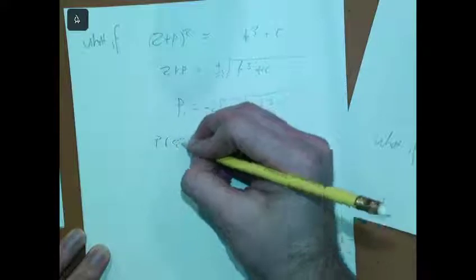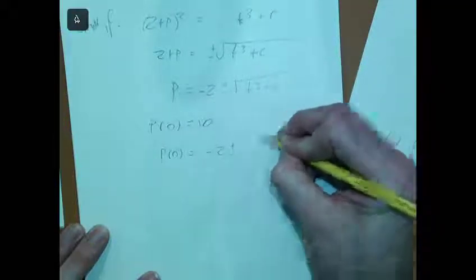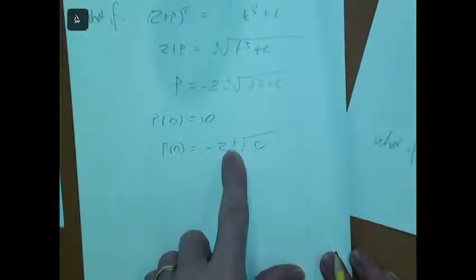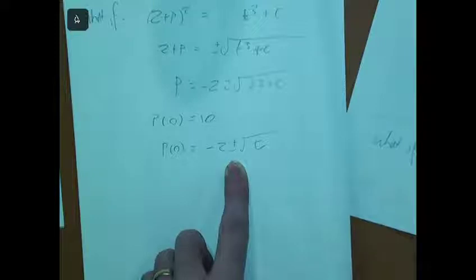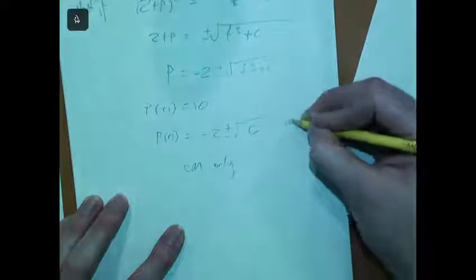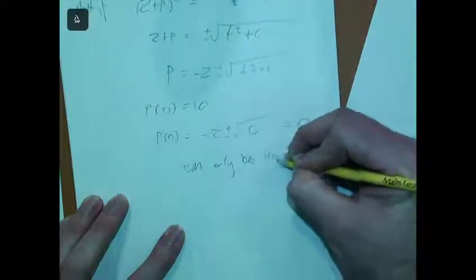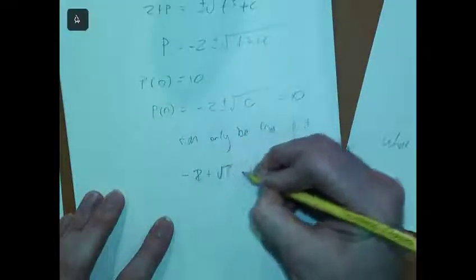And that's the sort of thing where if I'd had that and I had something like p of 0 equals 10, say, then I would have said, well, p of 0 is minus 2 plus or minus root c. And the only way this could possibly be 10 is if it's the plus, because if it was the minus, I would have to be subtracting it. So it can only be true if plus, and so therefore we've got minus 2 plus root c equals 10, and from there I can figure out what c is.